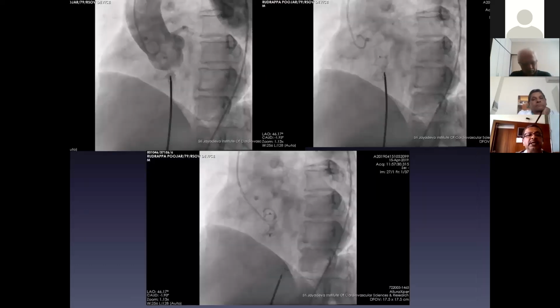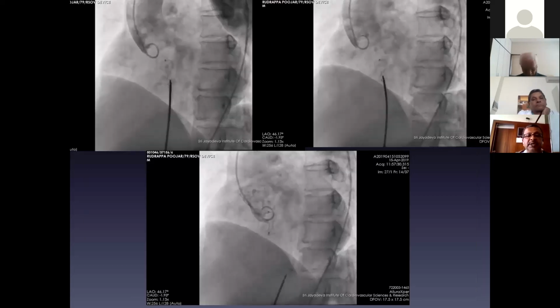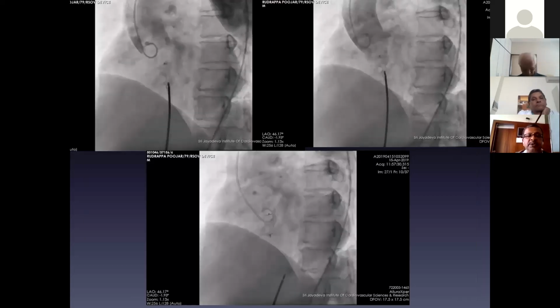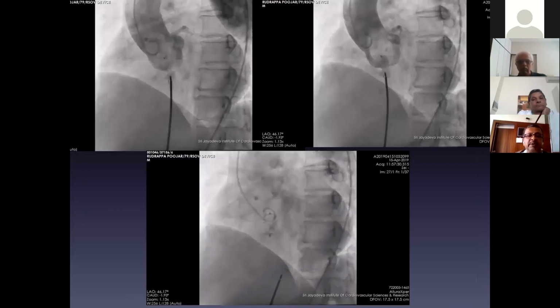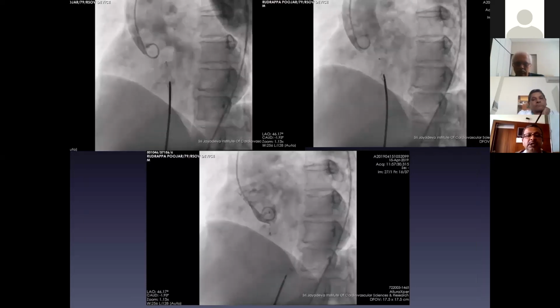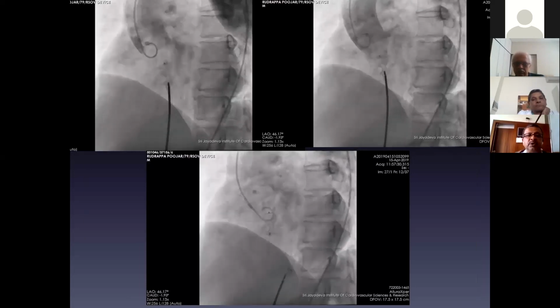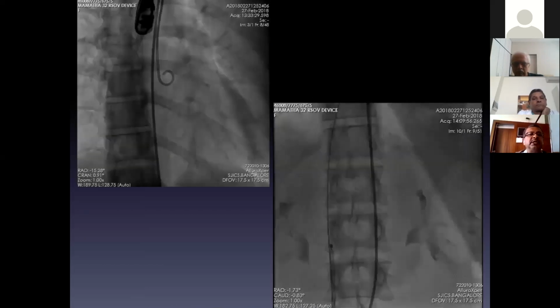A few more cases. Very standard practice: make sure that there is no AR. It's very important. Some residual shunt is okay, but we basically need to buttress that aortic cusp, which is what we have done here. Some amount of intra-device shunt will be there, so nothing to worry about; it will go away. This was a very tiny rupture in a young lady.